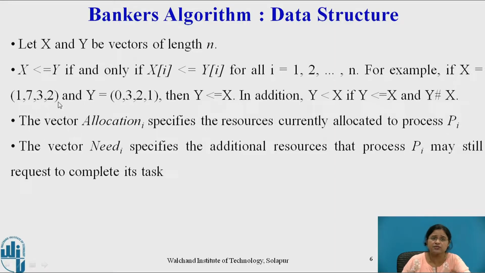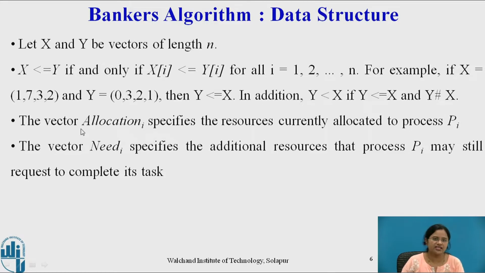Now 1, 7, 3, 2 means we have a total of 4 resources, and X is nothing but one process which has allocated 1 instance of the first resource, 7 instances of the second resource, 3 instances of the third resource, 2 instances of the fourth resource. Similarly, 0, 3, 2, 1 are allocated to process Y, and as all the numbers of Y are less than X, we can say that Y is less than X, if and only if Y is less than or equal to X and Y is not equal to X.